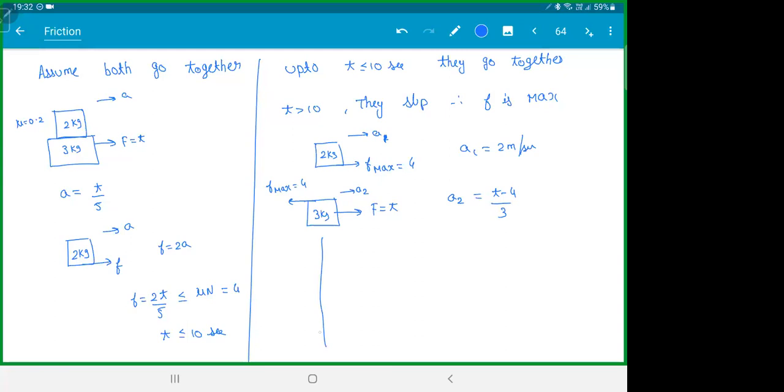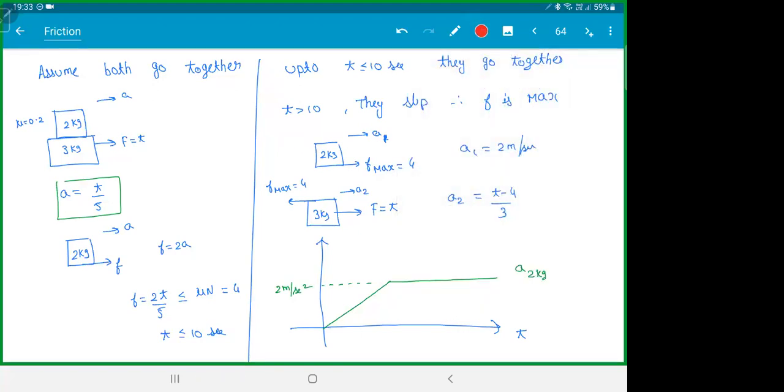So if you try to plot them on a graph, this is how the 2 kg block will look. Initially, what is the acceleration? T by 5. So it will go in a line, then it becomes constant. This is the acceleration of 2 kg. How much is this constant? 2 meter per second square.